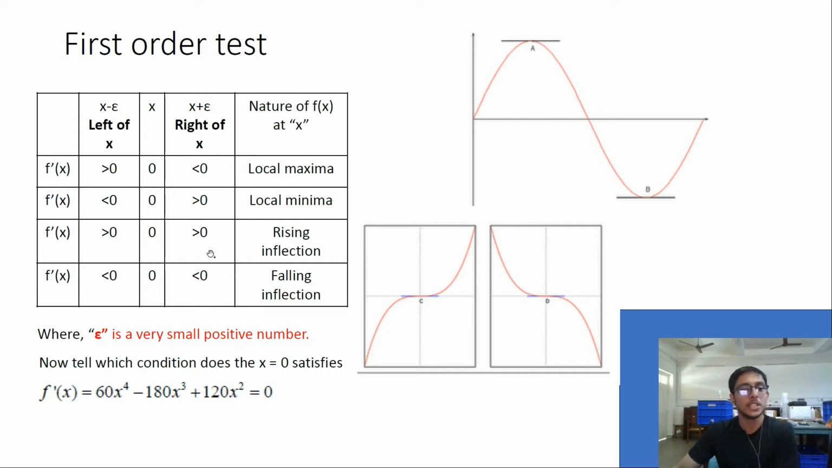The remaining two cases: if your f dash x is greater than 0 on both the left and right hand side, then it is a rising inflection. And if f dash x is less than 0 on both sides, then it is a falling inflection. So can anyone check and tell me where our x is equal to 0 lies out of these four scenarios?